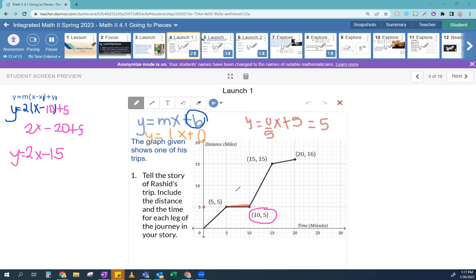Oh, where did I get the 2? So if I count my slope, let me use a different color. If I count my slope, I went up 10 and I went right 5. And slope is 10 divided by 5. So that's why it's 2. Good question. Very, very good question.